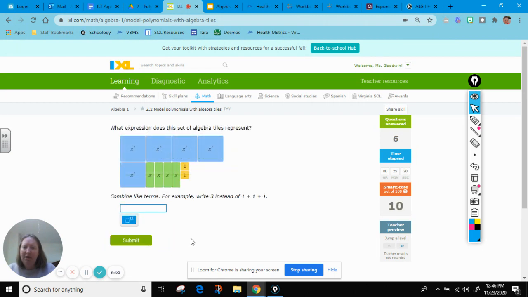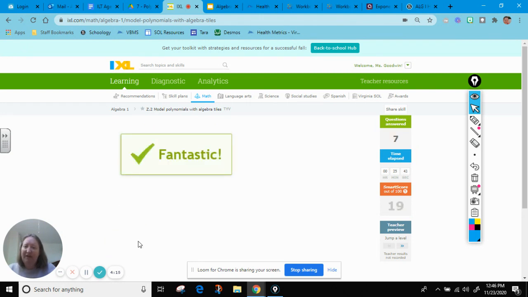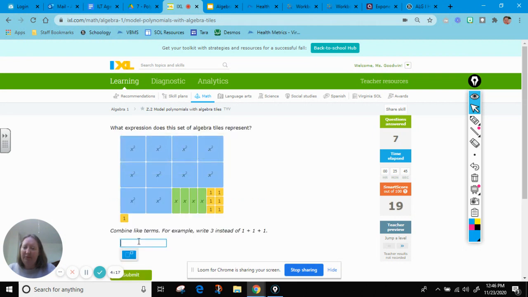Okay, we'll do another one. 1, 2, 3, 4, 5. We've got 5x squareds. Move over with the cursor and plus 4x, and then plus 2. Make sure you have those indications of either positive or negative, plus or minus, in between your terms. Otherwise, it's going to be counted wrong, which is such a bummer.